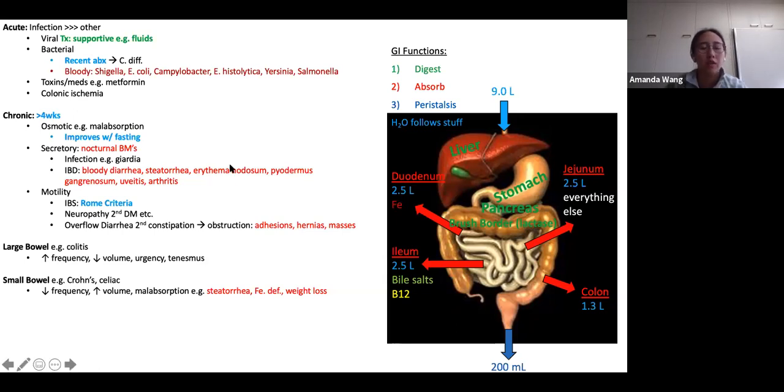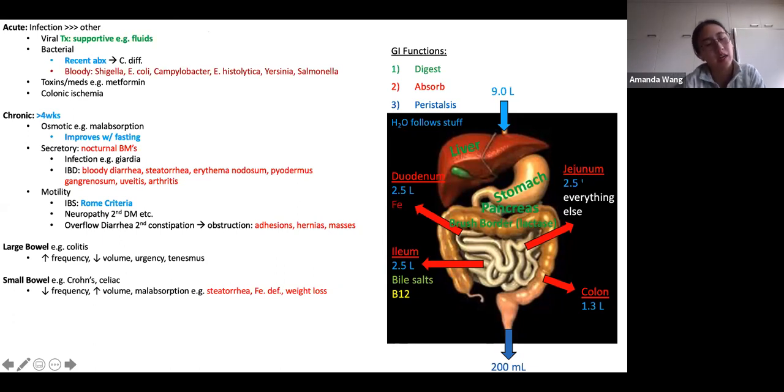Vanco, and if it's bloody, there's a mnemonic you can use to look for bloody bacteria in the stool. You can use stool culture and O&P investigations for somebody who's got what you suspect is bacterial or parasitic infection. Colonic ischemia is another one, and toxins and meds like metformin can cause diarrhea too. So chronic is anything over 4 weeks.